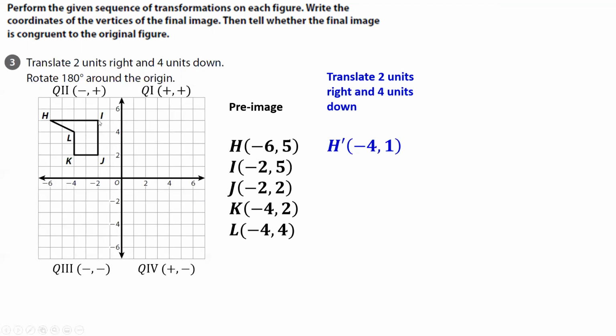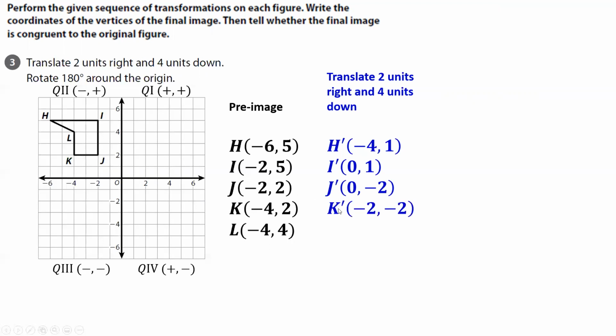I do the same thing with I. I'm going to go right 2 and down 4. And I will land here at 0, 1. I can do the same thing with J. If I go right 2 and down 4, I land at 0, -2.